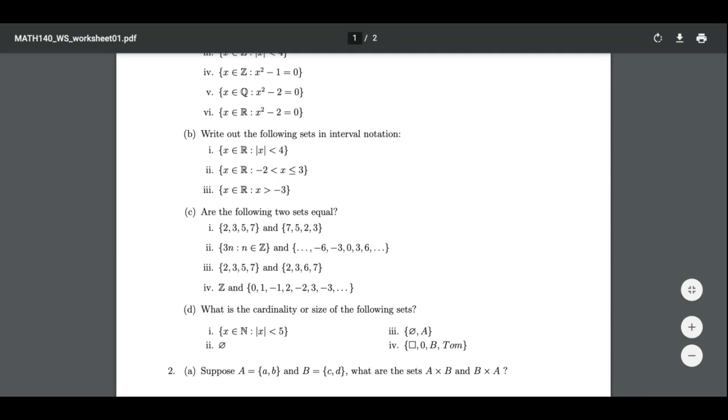Jinqi, watch out for your second one. You see, -2 is not in the set. So we use open parentheses. We don't use a bracket for -2. Okay, B3, from -3 up to infinity, great. I don't like your infinity, you put 2 zeros in it, great.